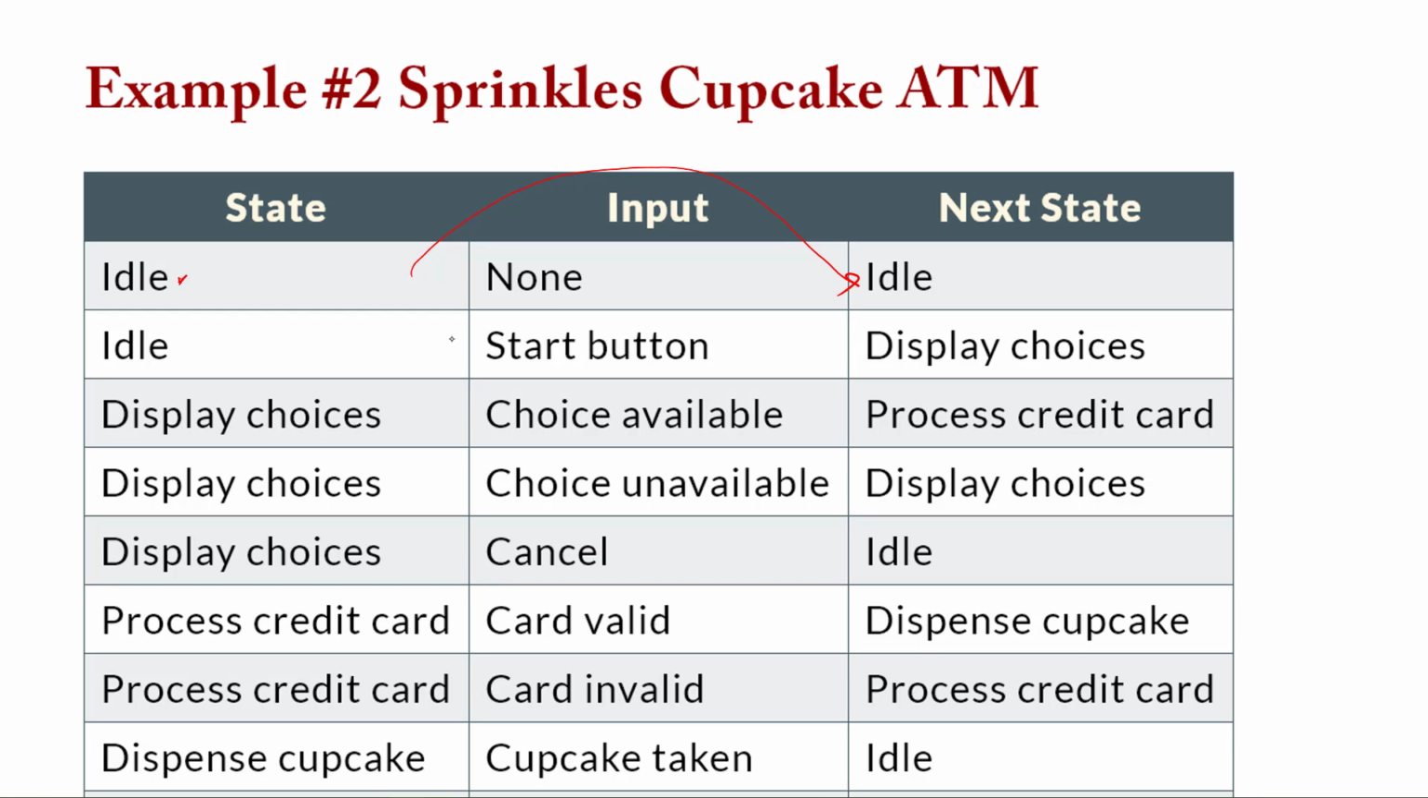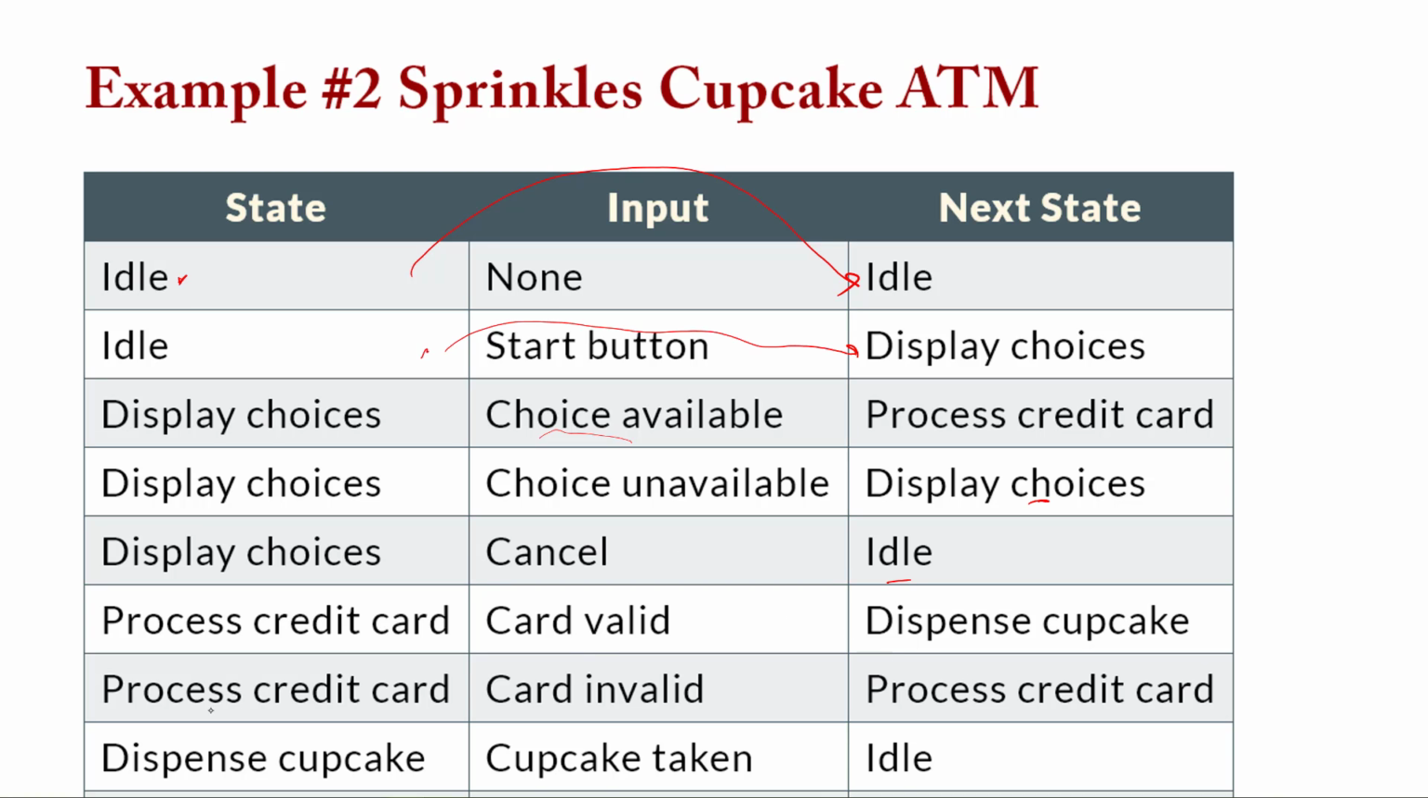Maybe another example would be we're in the idle state and someone pushes start. Well, now we display the menu. So we display the choices. I won't go through all of these, but if you're displaying choices, and the choice that the user wants is available, then we go to the next state, which is process credit card. If the choice is unavailable, then we go back to displaying the choices. If they cancel, we go back to idling.